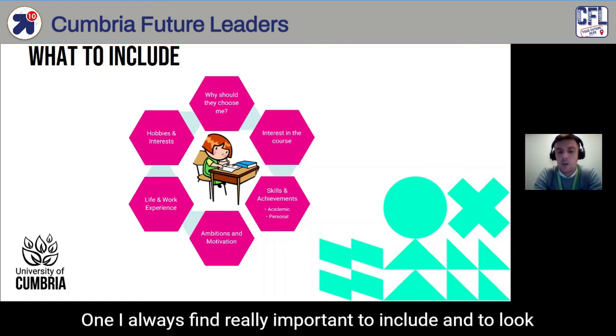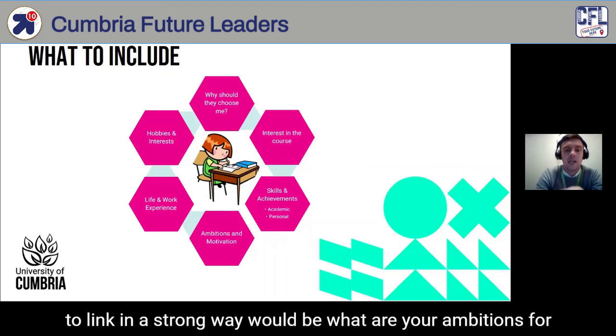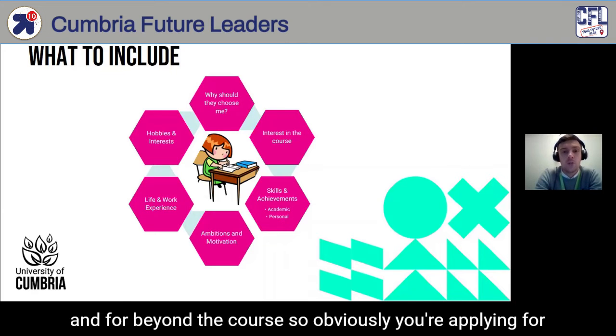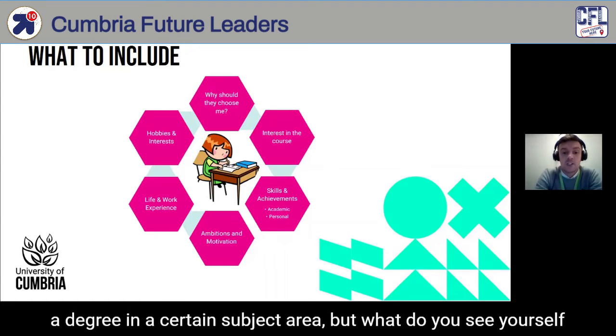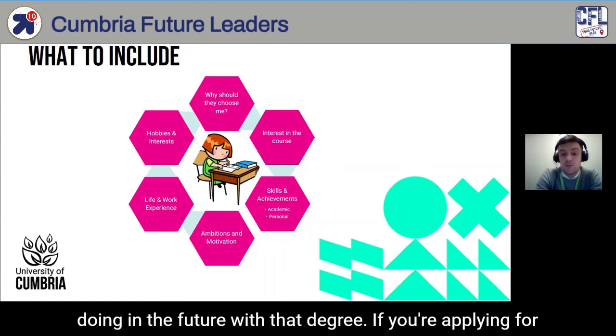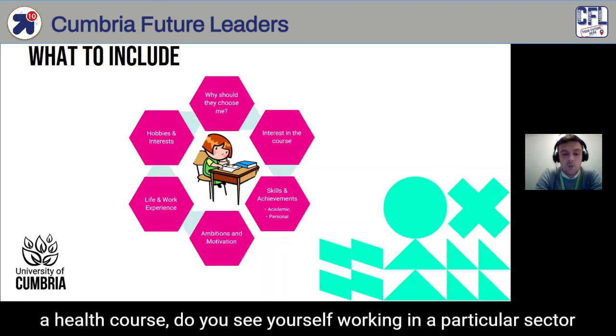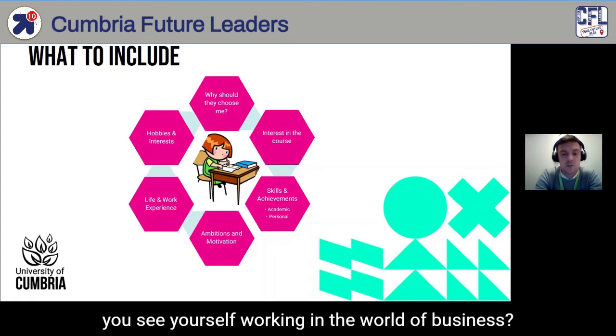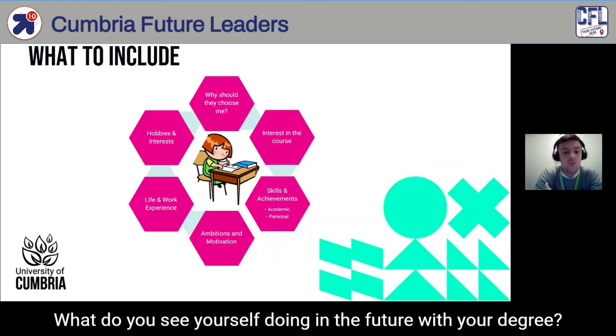One I always find really important to include and to link in a strong way would be your ambitions for the future and your motivation for applying to the course and for beyond the course. So obviously you're applying for a degree in a certain subject area of interest, but what do you see yourself doing in the future with that degree? If you're applying for an allied health course, do you see yourself working in a particular sector of healthcare or social care? Or if you're looking at applying to business, where do you see yourself working in the world of business? What do you see yourself doing in the future with your degree?